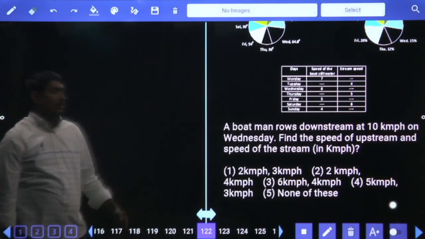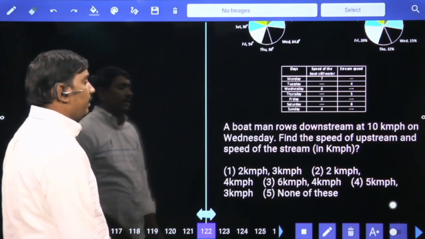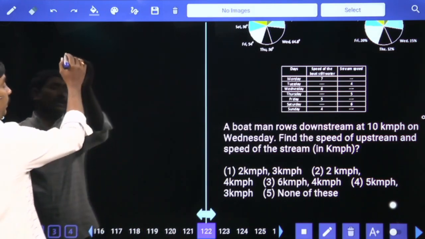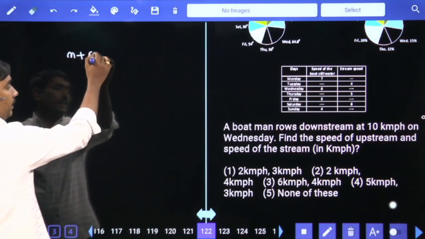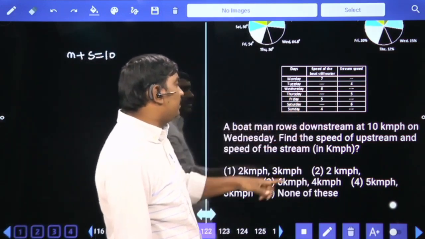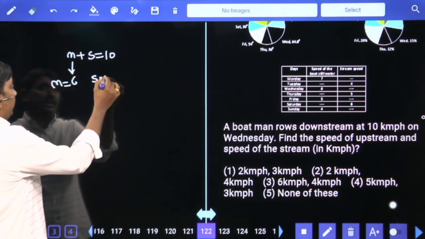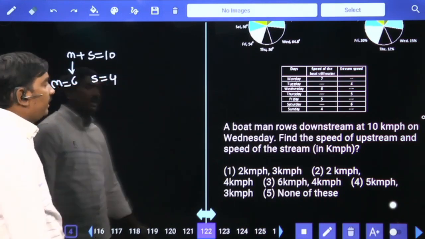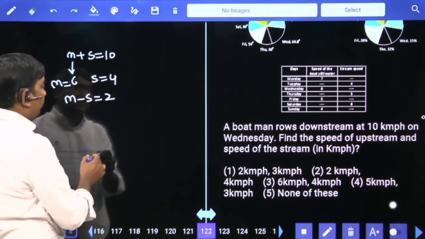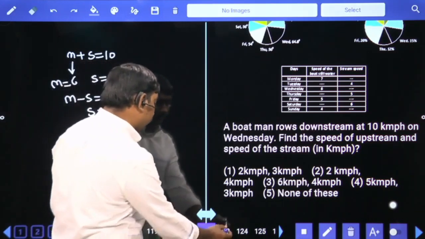A boatman rows downstream at 10 kilometers per hour on Wednesday. Find the speed of upstream and speed of the stream. So Wednesday downstream M plus S given as 10. Table chart on Wednesday we know M value 6. M value 6 means definitely S is equal to 4. Speed of the upstream M minus S, nothing but 2 kmph. Speed of the stream 4 kmph. 2, 4, second option.